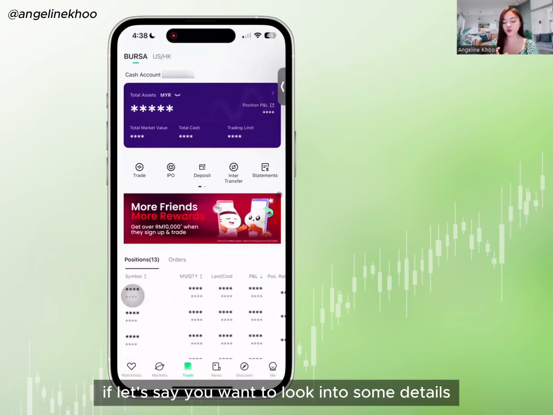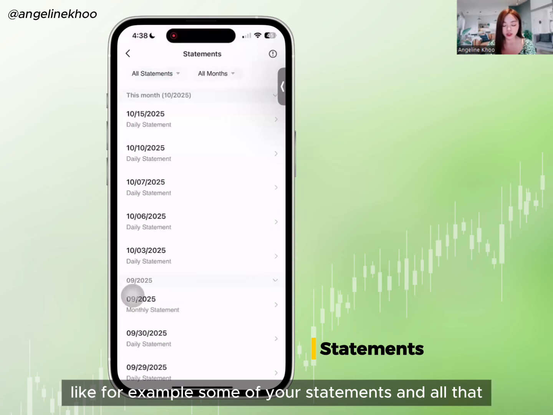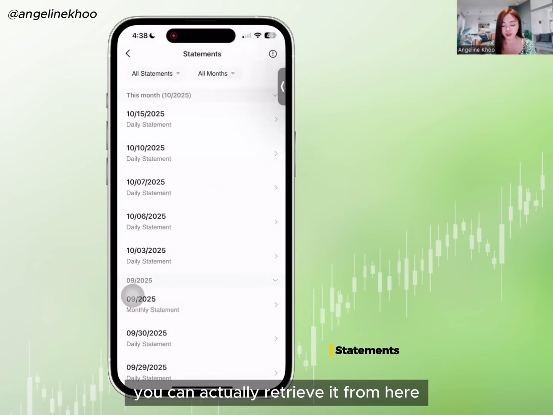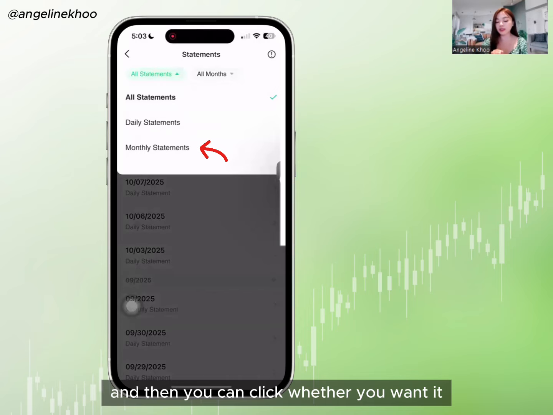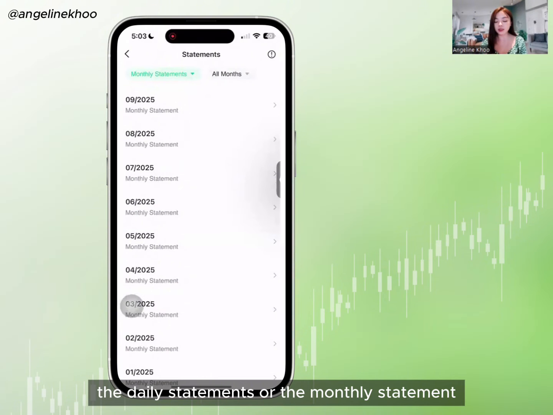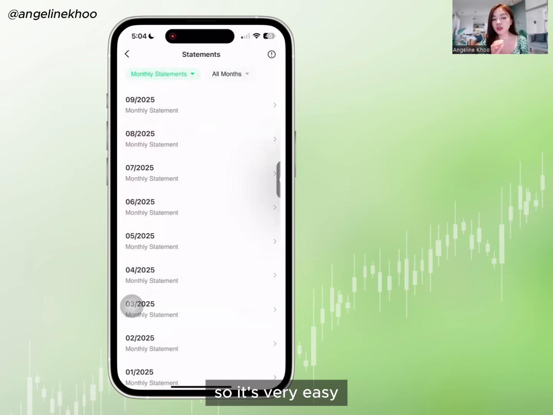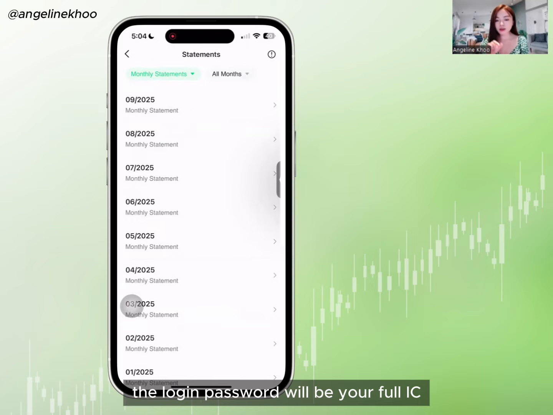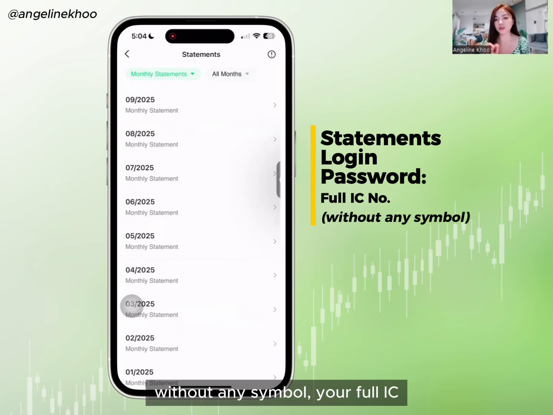Okay, let's say you want to look into some details, like for example, some of your statements. You can actually retrieve it from here. So you can go under statements, and then you can click whether you want the daily statements or the monthly statement. So how you can actually share it, export it out, and then when you export it out, how you can actually open it back. It's very easy. The login password will be your full IC without any symbol. Your full IC. Then you'll be able to see the statements.